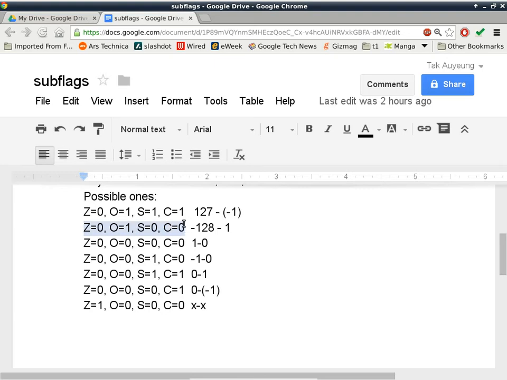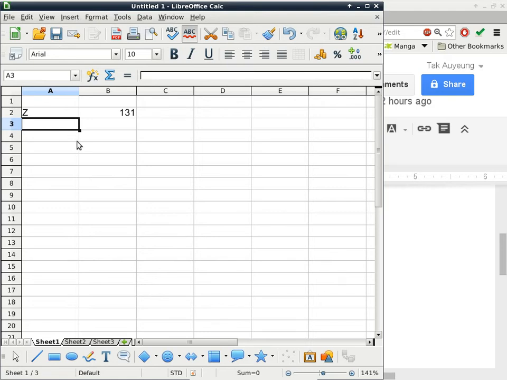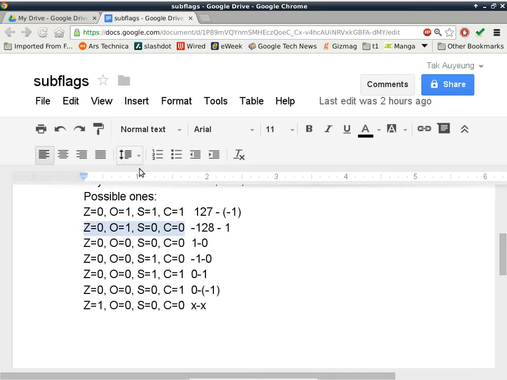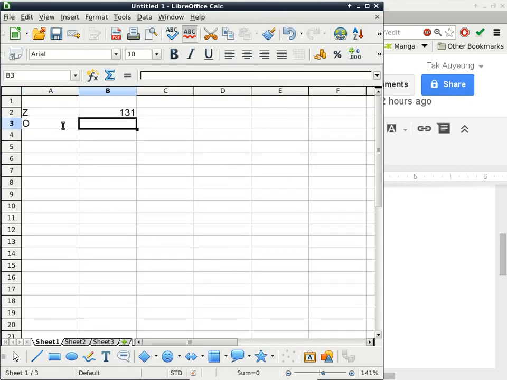In other words, we want the result to have just the overflow flag being a 1, and everything else should be clear. I'm switching back to the spreadsheet here. Let's look at the combination. Overflow is 1, everything else is cleared. So in this case, we just want the overflow to be a 1.